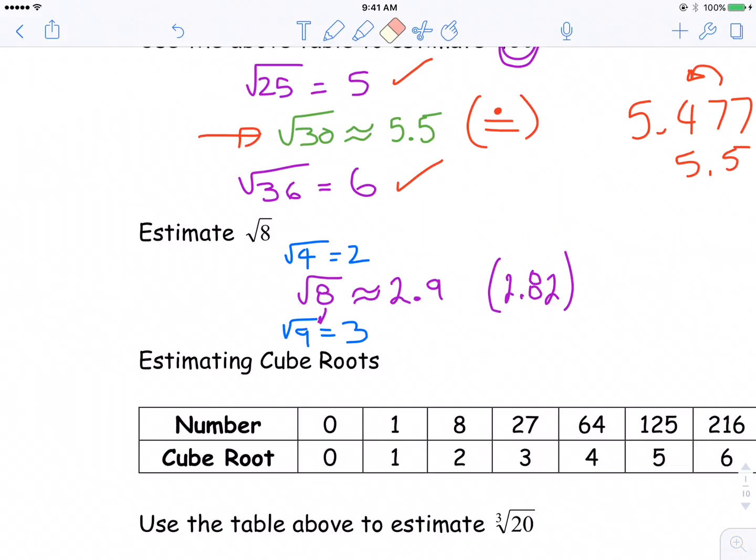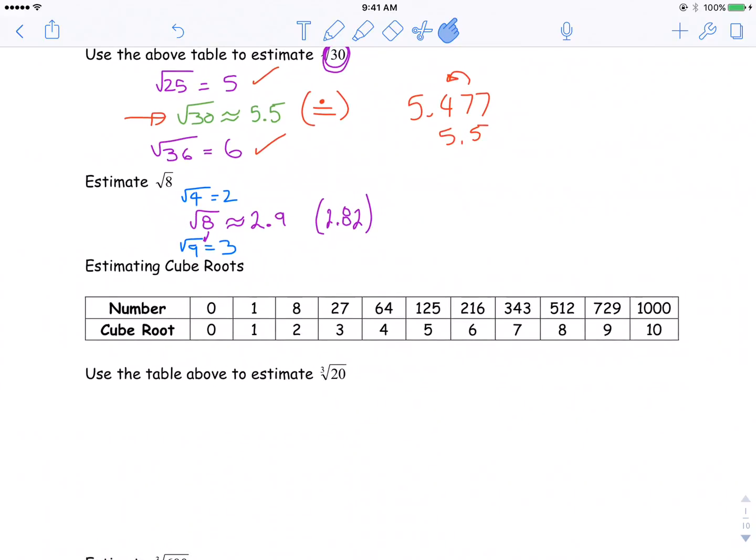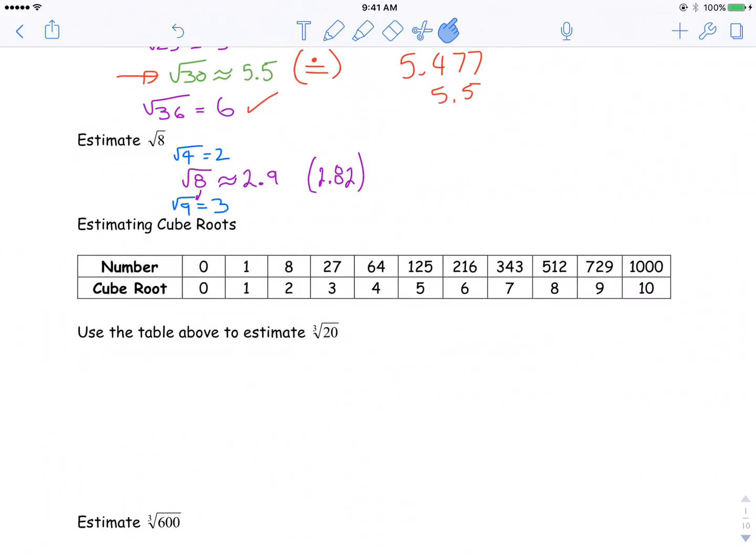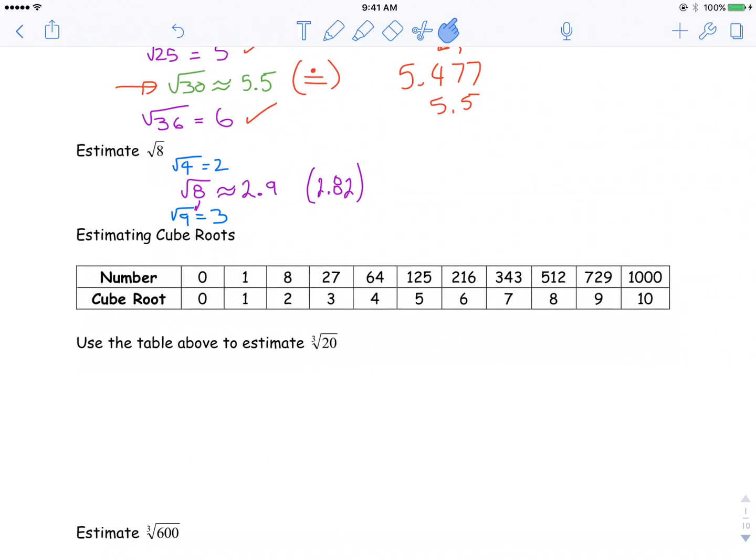We do the same thing with cube roots, except that with cube roots, you may not be as familiar with perfect cubes as you are with perfect squares. So here's a table of perfect cubes up to 10. You should know 1, 8, 27, 64, 125, maybe, and of course you should know 10 for sure. The perfect cube of 10 is 1,000, or the cube root of 1,000 is 10. So those are some of the ones you should know.